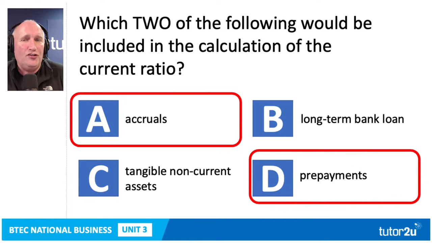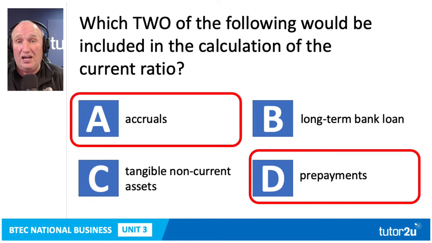We know it can't be a long-term bank loan because that would be a long-term non-current liability. So that wouldn't be in current liabilities. And similarly, non-current assets, tangible non-current assets, and we'll look at this when we look at the statement of financial position, such as land and buildings, that kind of stuff, plant and equipment, motor vehicles. They're not current assets. Therefore, the other two are.